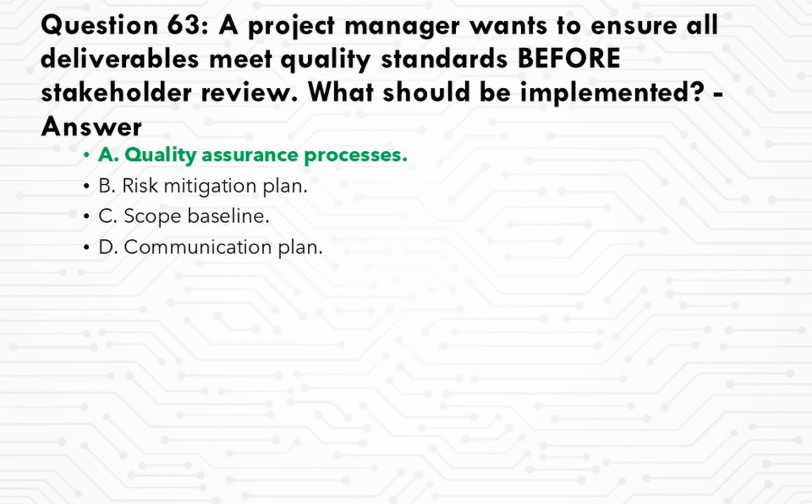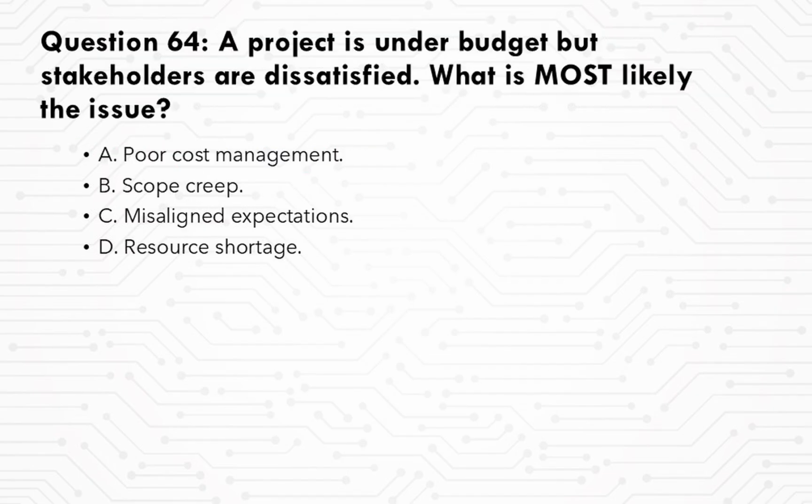QA ensures processes produce quality outputs. Question 64. A project is under budget, but stakeholders are dissatisfied. What is most likely the issue? A. Poor cost management. B. Scope creep. C. Misaligned expectations. D. Resource shortage. Answer: C. Budget success doesn't equal stakeholder satisfaction.